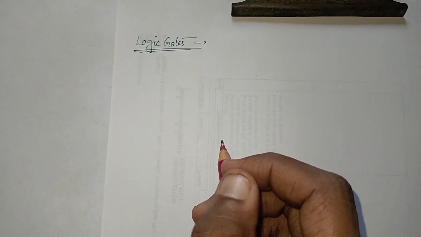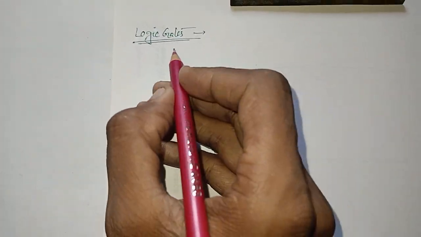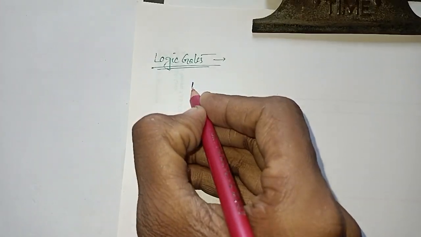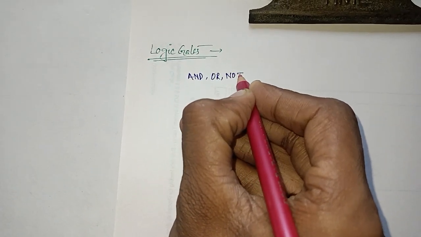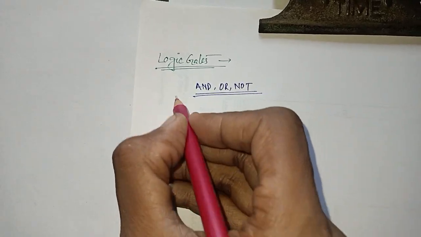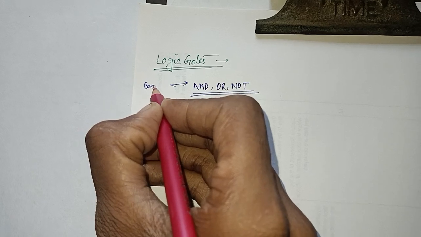So today we continued the digital electronics lecture. We are discussing the logic gates, the basic logic gates like AND gate, OR gate, and NOT gate. This is the basic case, and then we can know the universal gate.